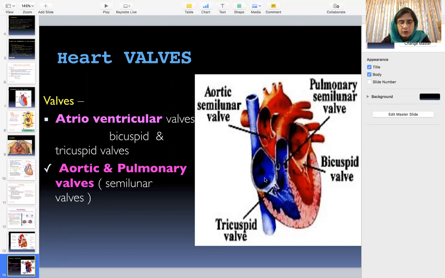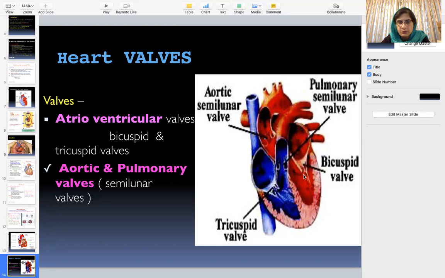Now the valve on the right, between the right atrium and the right ventricle, is called the tricuspid valve. Why is it called the tricuspid valve? Because it has three cusps instead of two. So this is the tricuspid valve on the right heart, and the bicuspid or mitral valve on the left side of the heart.